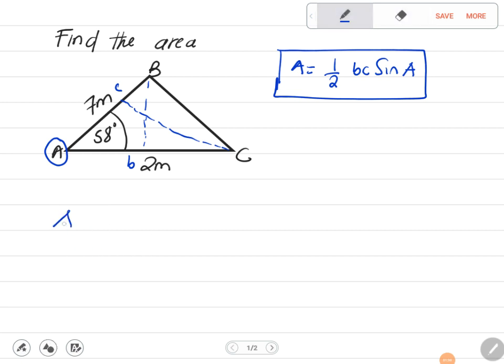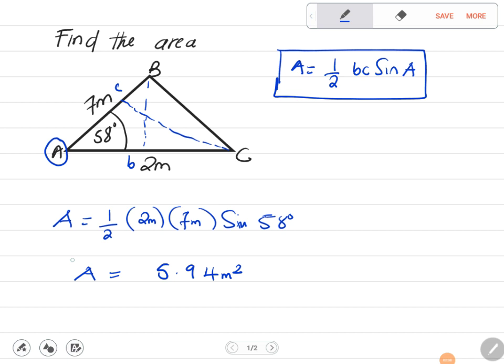Now let's go and plug in. Our B is 2 meters, our C is 7 meters, and sine 58 degrees. So you can get your calculator, there's no problem. You can just punch. So sine 58 is giving me that, then multiply by 7, multiply by 2, then divide by 2. So this is giving me 5.94. I'll round it off to 2 decimal places, 4 meter squared. So this is your area of this triangle.